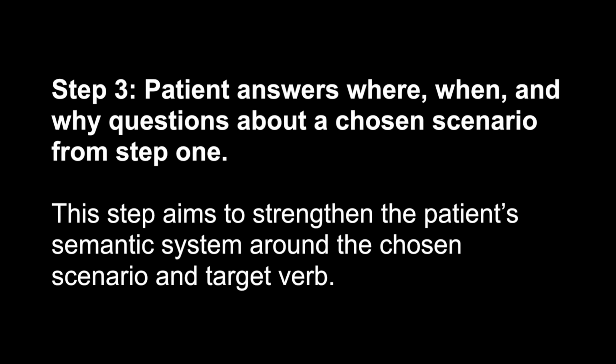Step 3. Have the patient answer where, when, and why questions about a chosen scenario from Step 1. This step aims to strengthen the patient's semantic system around the chosen scenario and target verb. Look for plausible and specific answers from the patient. Grammatical correctness is not necessarily required. If the patient has difficulty comprehending the WH questions, clarify the meaning of each. Cue the patient as needed to elicit an acceptable response. Once the patient has given their responses, have them read their responses aloud. Give reading cues as needed.